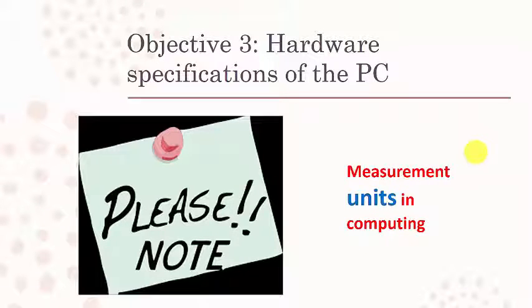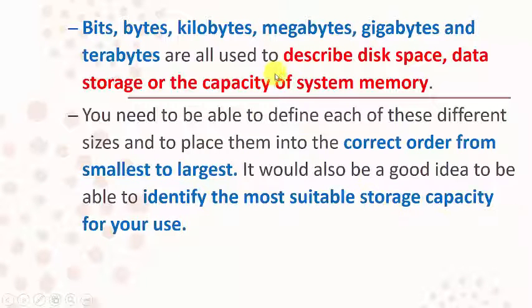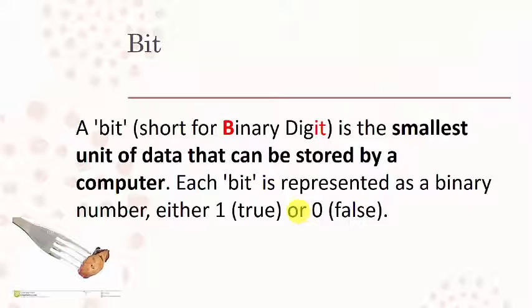Now, before we proceed, it is helpful for us to look at the units of measurement in computing. We keep hearing about kilobytes, megabytes, and all of these bytes, which show the amount of space that your data has occupied in the storage system. We want to be able to know the correct order, which one is smallest and which one is largest, so that you can decide which one is more suitable for your use. We begin with the smallest, bit.